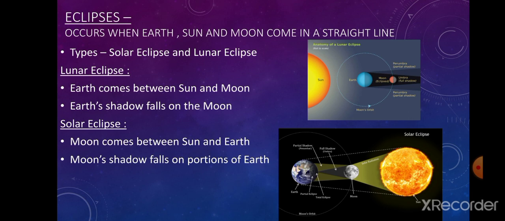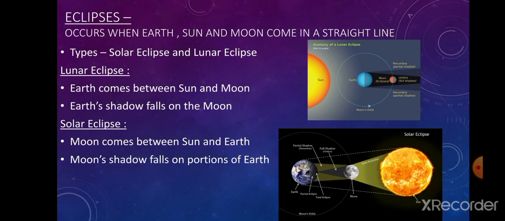First we will see about the lunar eclipse. It occurs when Earth comes between the Sun and the Moon, and Earth blocks the sunlight from reaching the Moon, and its shadow falls on the Moon. It occurs only on a full moon night, and the types of lunar eclipse are total and partial lunar eclipse.